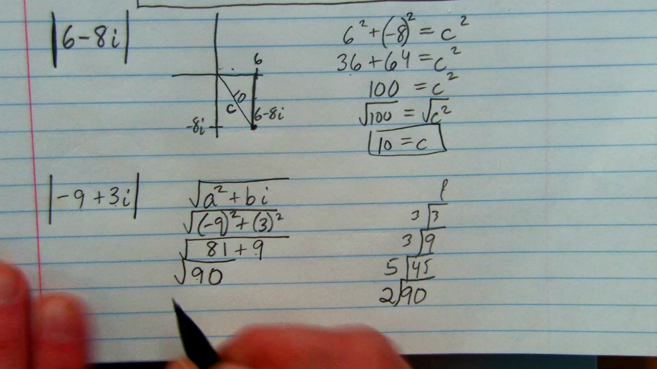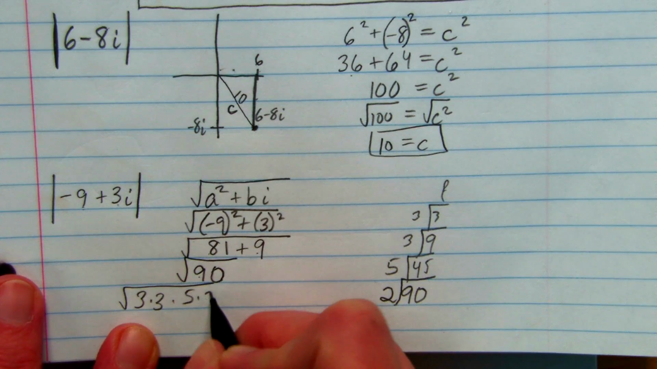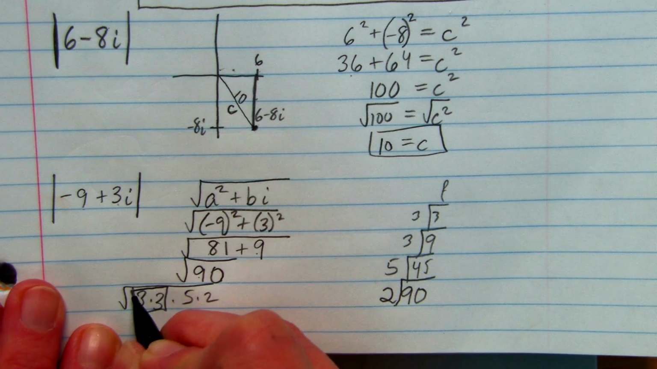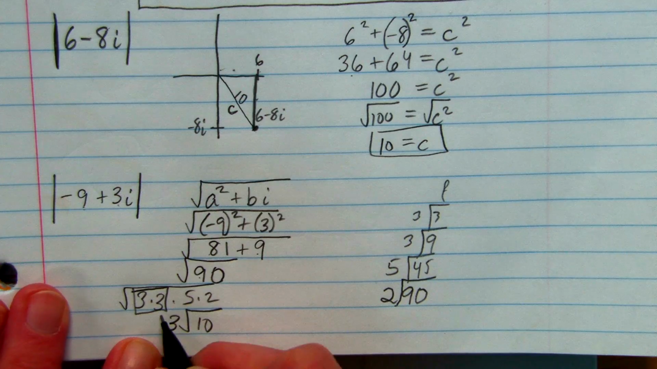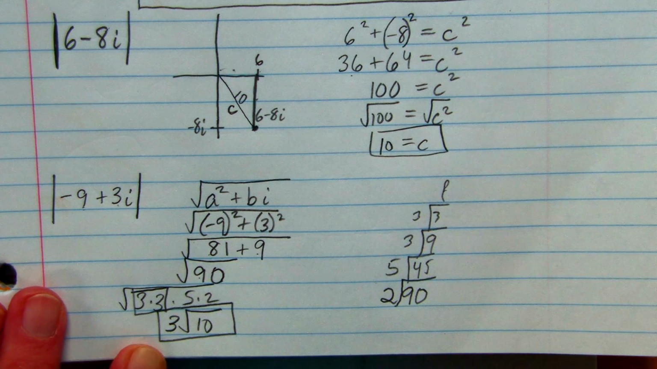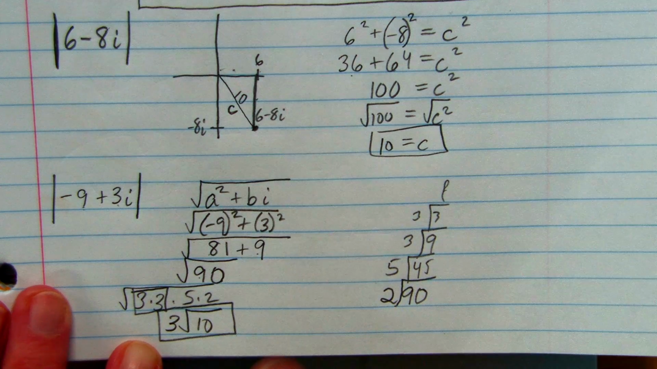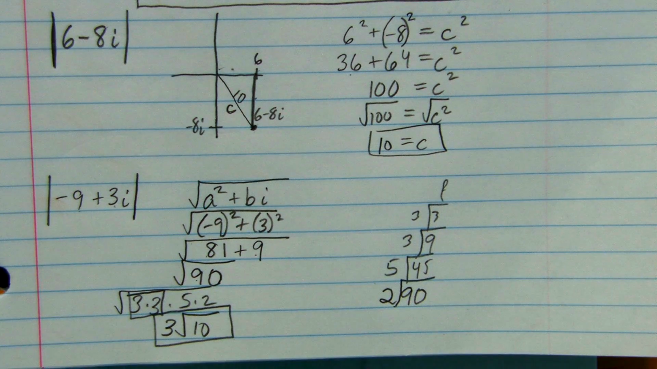So we would have the square root of 3 times 3 times 5 times 2. So there's 3 squared right here, a pair of 3s. And so you'd end up with 3 radical 10. Equals C. Yeah, it just equals your answer. Okay. You can think of C as the hypotenuse if that helps you relate this back to the Pythagorean theorem. Yes.